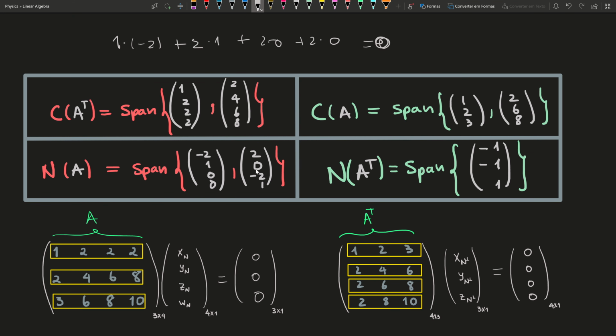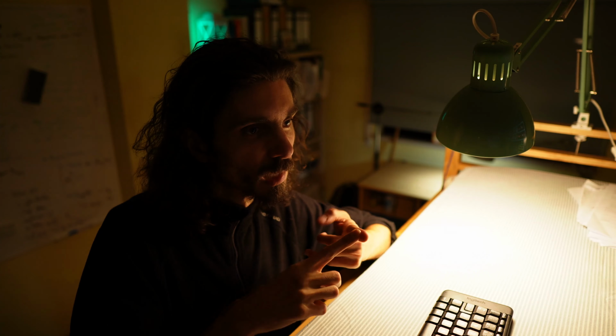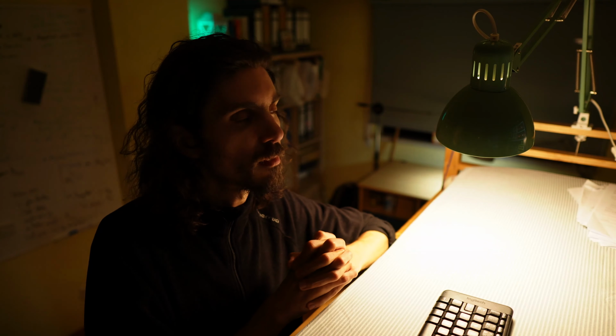Because look at the vectors. The vectors have 4 entries, so they live in R4. These are 4 entries, so it also lives in R4. This has 2 dimensions, this has 2 dimensions. They are orthogonal, which means they must be orthogonal complements, right? They are orthogonal complements. The dimensions add up to 4, just like R4 where these vectors live. So this is the first key idea.